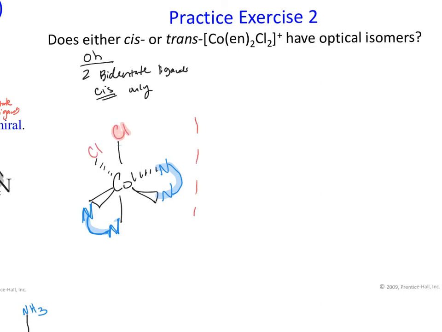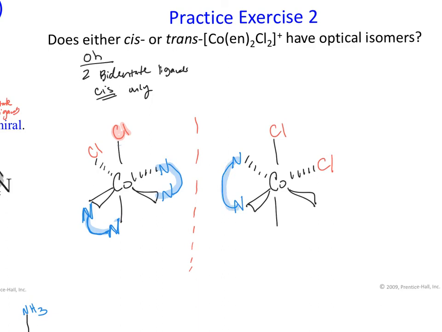Now let's draw the mirror plane so we can draw the optical isomer. Again, cobalt in the center, line, line, wedge, wedge, dash, dash. This time I'll start with my chloros, so one straight up and one away from the mirror plane. I'll now draw the next ethylene diamine. This represents the mirror image of these two. And my last ethylene diamine, down and away. And so we could say that these two are optical isomers of each other.